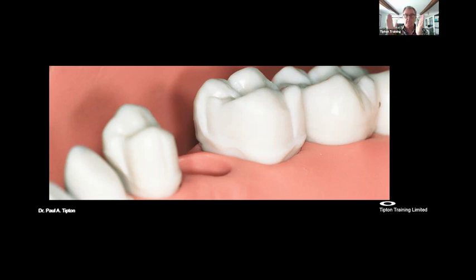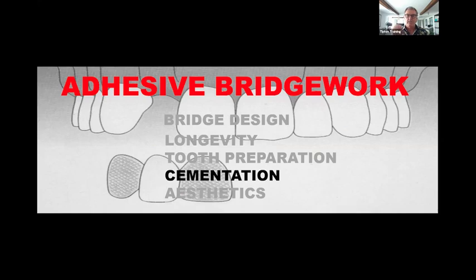You go from sticking on the palatal aspect to 180 degrees with grooves, to 270 degrees with grooves, to 360 degrees with grooves. Okay, the resistance form starts to go through the roof. Your longevity starts to go through the roof. Understanding tooth preparation is the key to your longevity. Okay, we're coming to the end now. I'm going to talk about cementation and aesthetics.